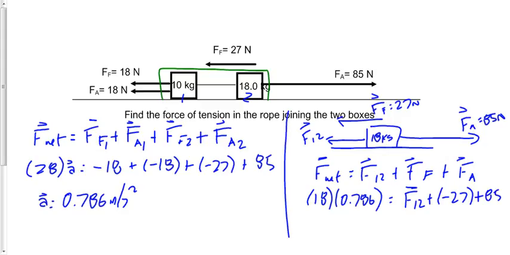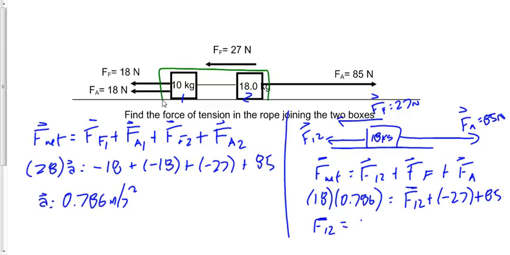18 times 0.786, subtract 85 plus 27 ends up giving me what? So I need to have that one? 3.4? 34.86. Anybody agree with that? Oh, okay. Fair enough.